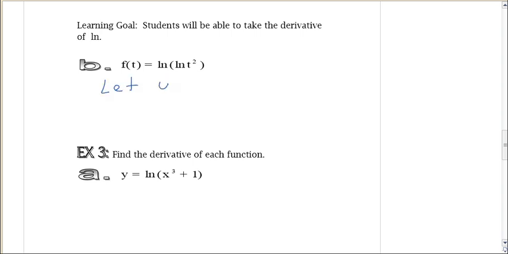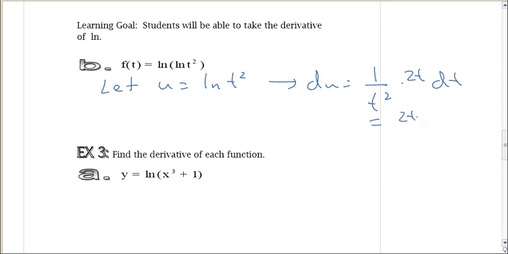Let u equal the inside, ln of t squared. Take the derivative. du is equal to, okay, we're going to use that formula. So the formula says this. This is going to be 1 over t squared times 2t dt. I can clean that up as 2t over t squared dt, which is the same thing as saying 2 over t dt. All right.